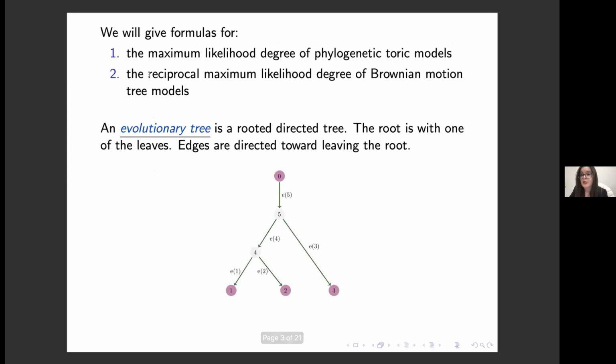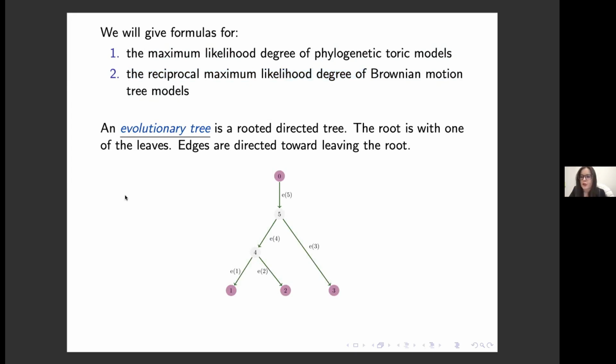As I said, given the phylogenetic or evolutionary tree, we will talk about two models associated to this tree. We will talk about the phylogenetic toric model, and we will try to compute a formula for the maximum likelihood degree of these models, and then about a Gaussian model associated to this tree called the Brownian motion tree model, and we will try to find a formula for the reciprocal maximum likelihood degree of them. So what is an evolutionary tree?